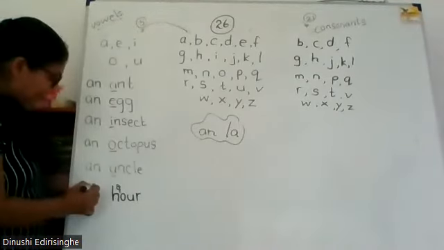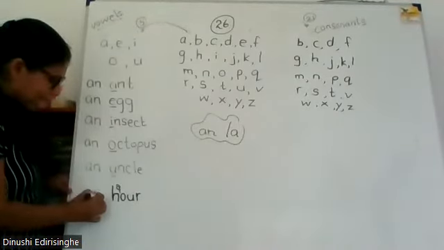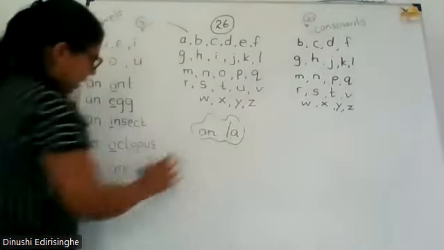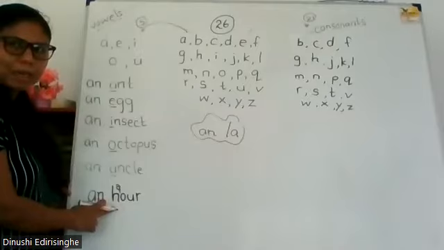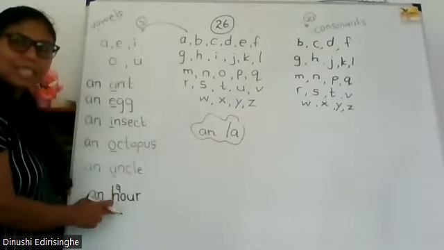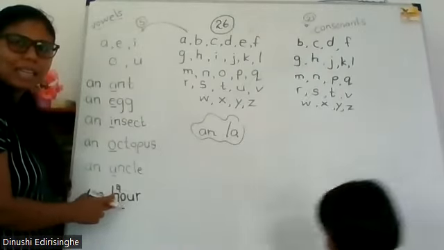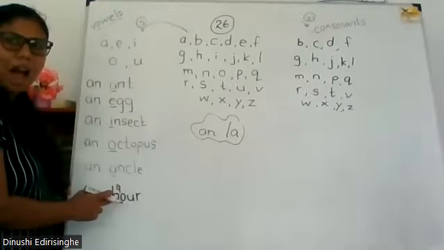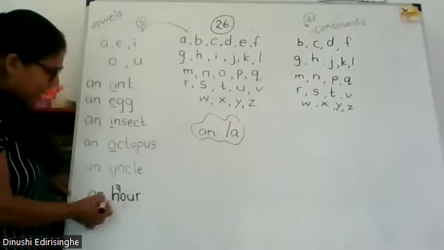An. The letter is a consonant letter, right? But that consonant sound is silent. So we start with our. Then we take an.